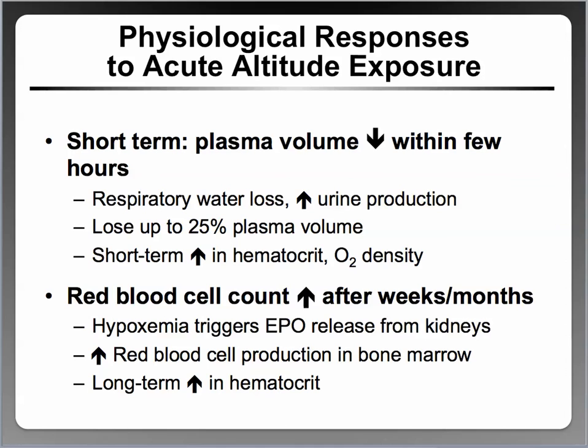And like I said before, regarding plasma volume, you can get it back up to a normal level with adequate fluid ingestion. The red blood cell count does increase after a few weeks or months. Basically, the hypoxemia triggers an erythropoietin release from the kidneys, and that serves to stimulate red blood cell production in the bone marrow. This is more of an adaptation, and what you see is an increase in hematocrit in the long term.